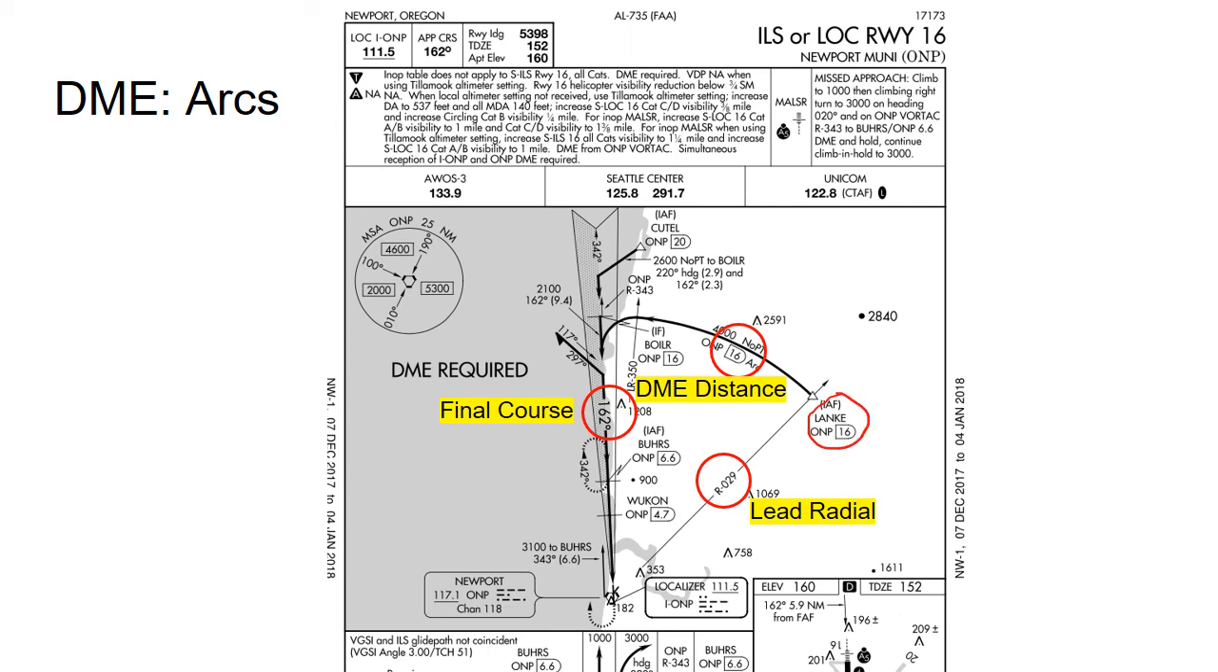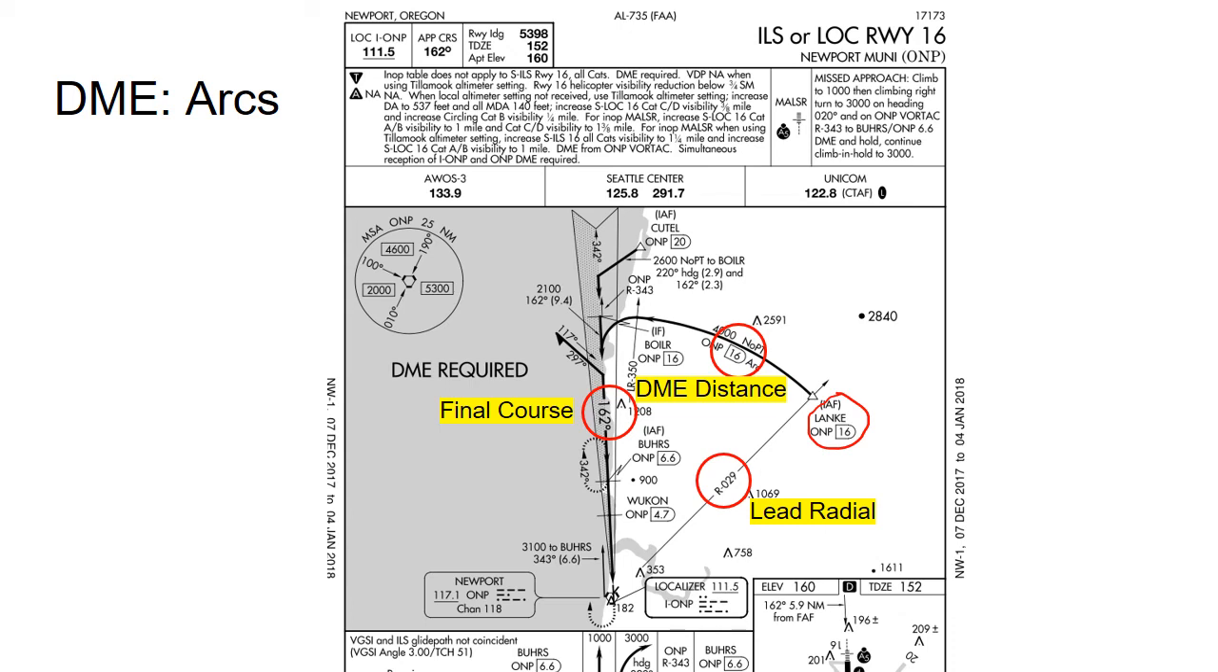Lanky is an initial approach fix for this approach. It lies on Victor 182, which is defined by the 029 radial. The initial approach fix for most approaches can be found on your low altitude en route chart, and they're the point where you transition from the en route portion of your flight to the terminal portion of your flight.